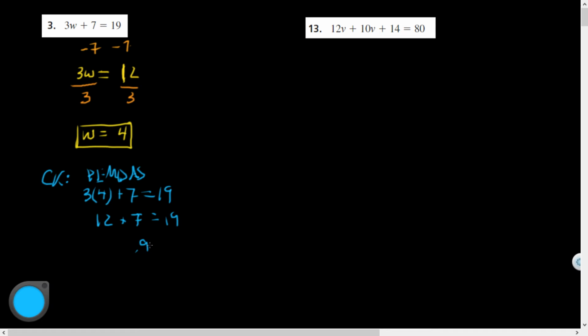My goodness. My writing tablet is just not working today very well. 19 equals 19. So that does check out. That makes that equation true.